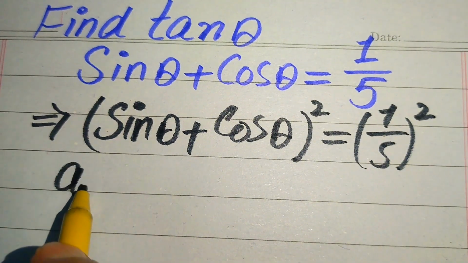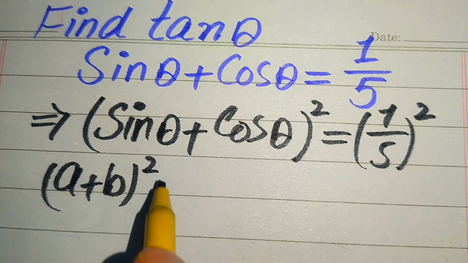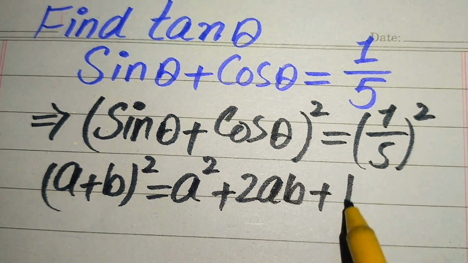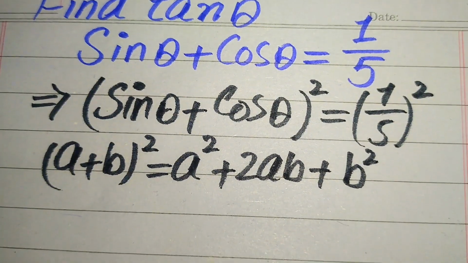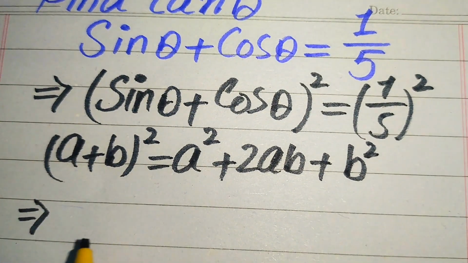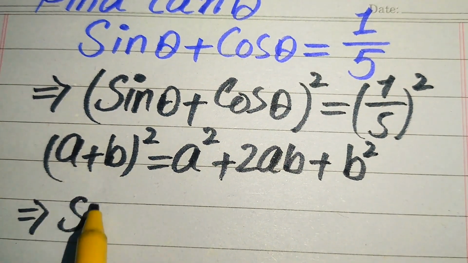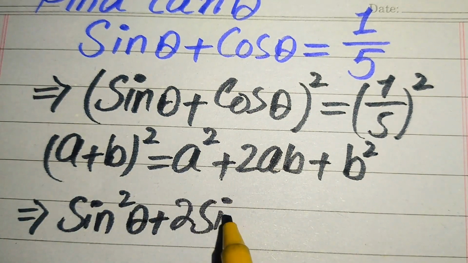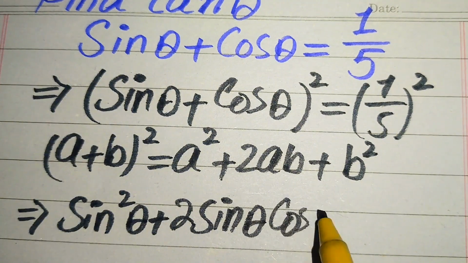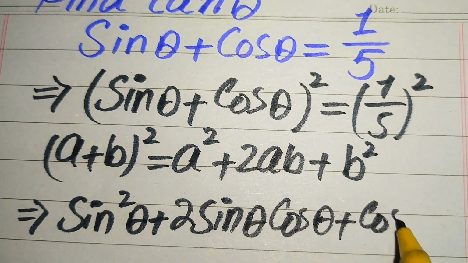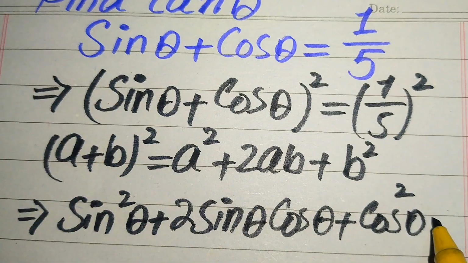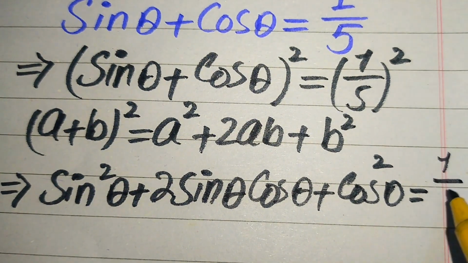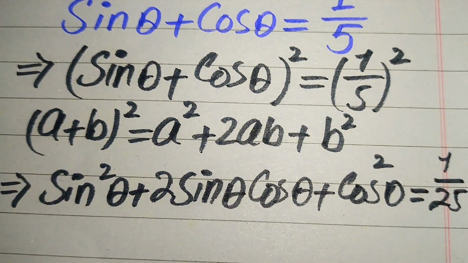You know about that: if we have a plus b whole square, it equals a square plus 2ab plus b square. According to this formula, we expand the left hand side of the equation in this form. This will be written as sine square theta plus 2 times sine theta into cos theta plus cos square theta, equals 1 over 5 whole square, and 1 square equals 1, and 5 square equals 25.